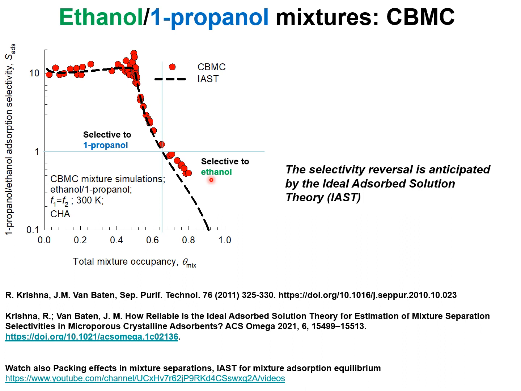The dashed lines here are the calculations of the adsorption selectivity calculated using the IAST. The IAST is able to quantitatively capture the selectivity reversals in favor of ethanol at pore occupancies larger than about 0.7.